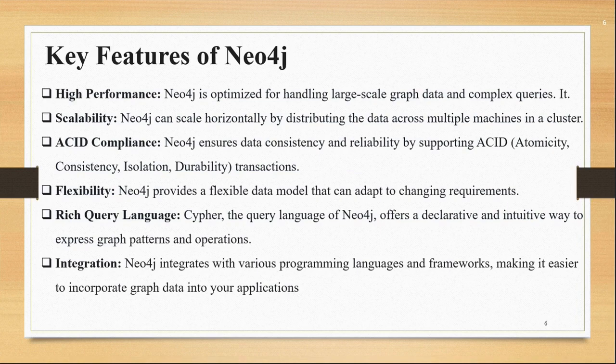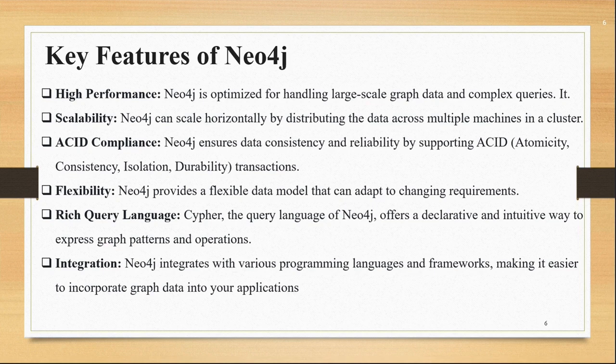So moving on to the features of Neo4j, there are many features of Neo4j. Let us talk about each feature one by one. The first one is high performance. Neo4j is optimized for handling large-scale graph data and complex queries. It leverages graph-specific algorithms and indexing techniques to deliver fast and efficient operations. The second feature is scalability. Neo4j can scale horizontally by distributing data across multiple machines in a cluster. This allows it to handle growing datasets and high query loads.